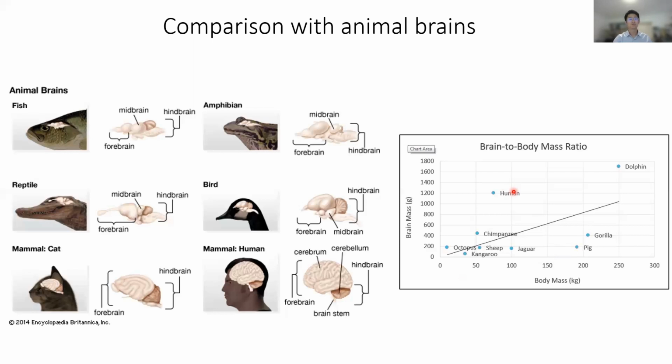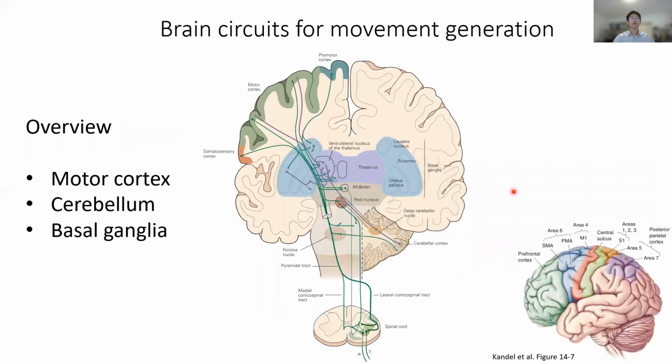So now let's come to the human brain. I will only talk about the brain areas that are directly related to movement. The brain is a very complex structure, and it has many areas that are not directly related to movement generation. So in this lecture, I will talk about three brain structures considered the most important for movement generation, which are the motor cortex, cerebellum, and basal ganglia. In the following, we will look at them one by one.